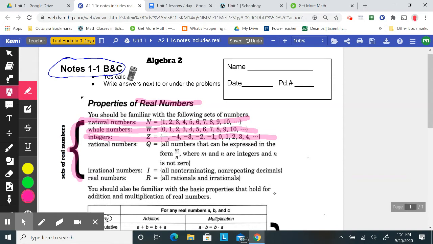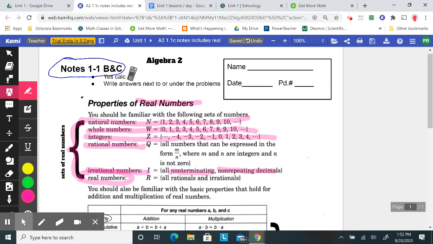Now you throw in fractions. All numbers that can be expressed in the form of m over n, where m and n are integers, and the denominator is not 0, n is not 0. Those are called rational numbers. There's also irrational numbers in which the decimals do not end or repeat. They're called non-terminating, non-repeating. Pi is a great example of irrational. So all together, they make the set of real numbers. And those are the numbers we'll be using.